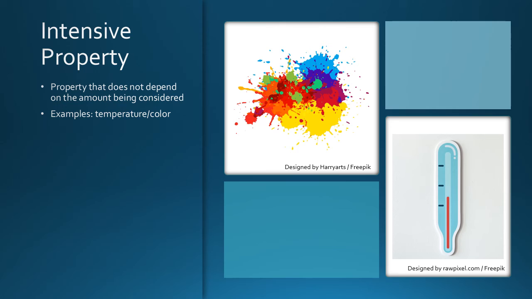An intensive property is a property that does not depend on the amount being considered. If I have that same brick of gold and I cut some off, the color isn't going to change. So color is an example of an intensive property. Temperature is another example of an intensive property. If I have two 100 milliliter glasses of water that are both 25 degrees Celsius and I combine them together, the temperature will still remain 25 degrees Celsius. It doesn't increase because the two glasses were mixed together.